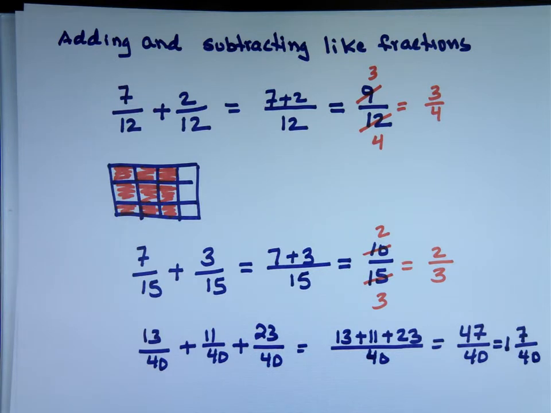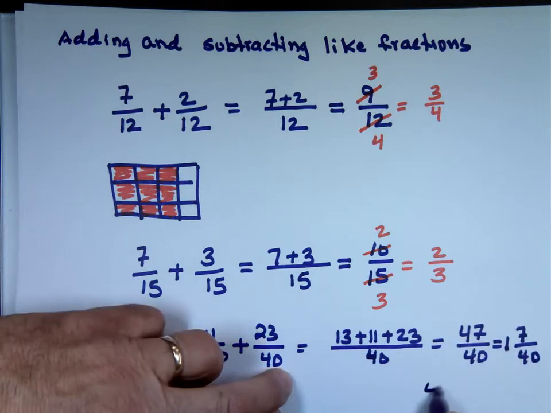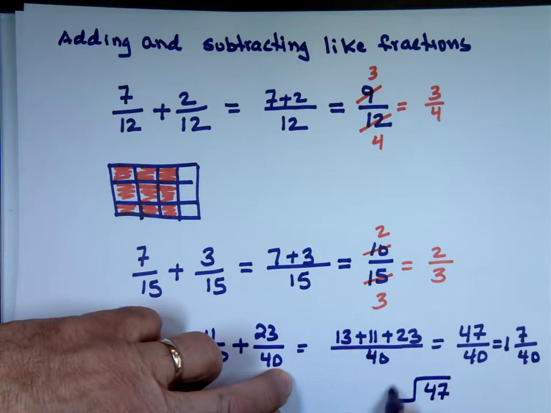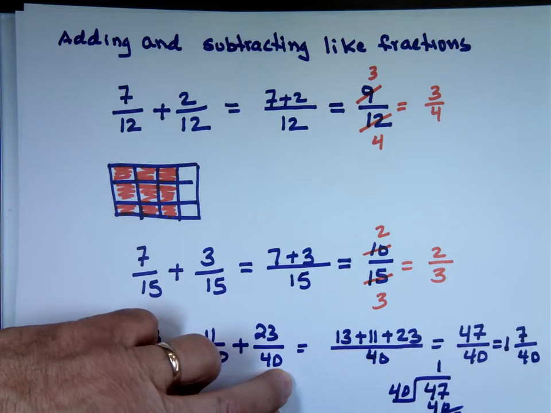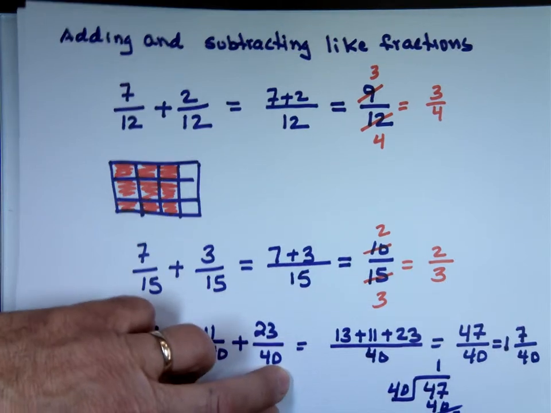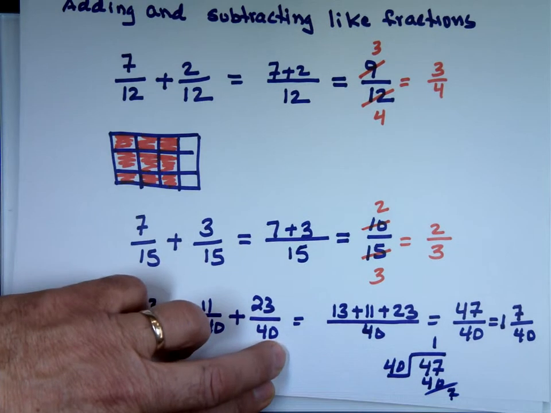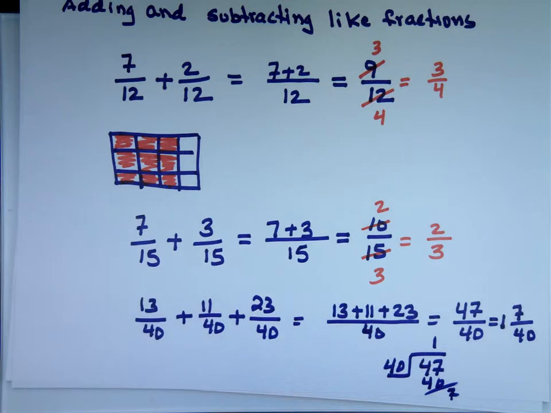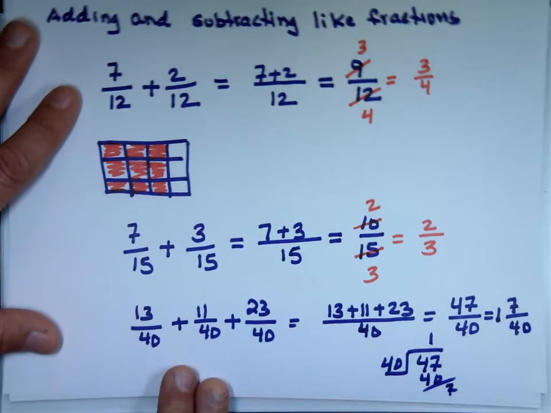Wait, I'm sorry. Can you do the last part again? I was too busy copying. This one? Yeah, where you added them up and you got 47 over 40. Yep. What did you do to simplify? Divide them. 1 times 40 is 40. What's the remainder? 7. 1 and 7 over 40.